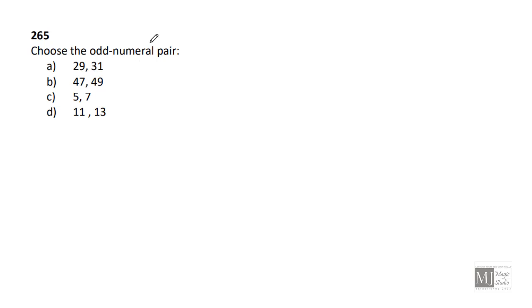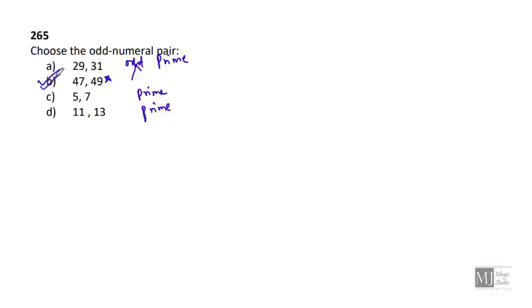Choose the odd numeral pair. We need to identify the pair which does not match up with the other pairs. 29, 31 both are odd. These two are also odd, these are also odd, these are also odd. 29, 31, if I call them, they are prime. 47, 49, 49 is not prime. 5, 7 both are prime. 11, 13 also are prime. So they were odd pairs and all prime pairs. 47, 49 both are not prime, should be the odd one out.